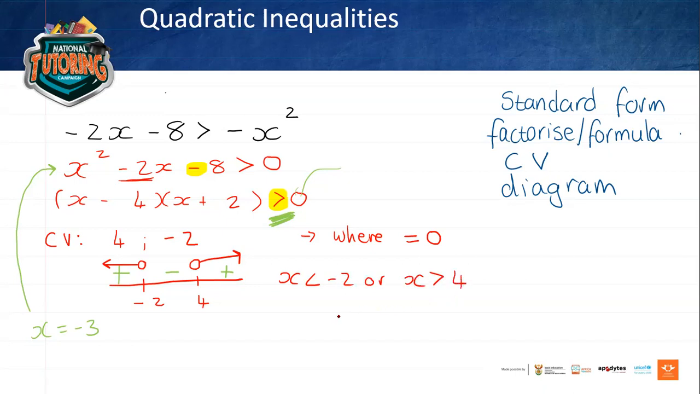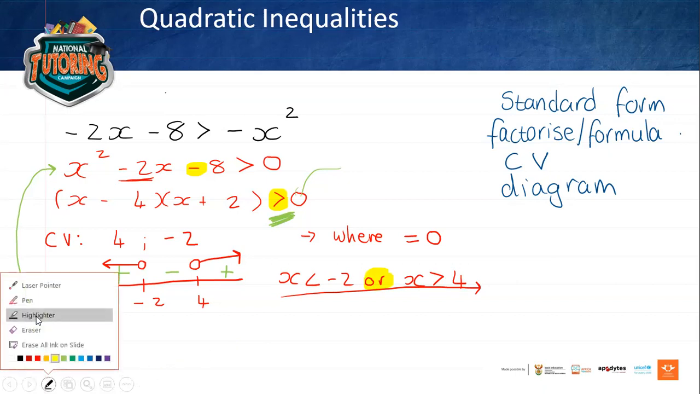Or they could ask you to represent it on a number line, which is what I've done on the left as part of my working anyhow. You can also use interval notation if you prefer to express this answer. It is also really important that you use the word or. It seems a bit silly, but x cannot be less than -2 and greater than 4 at the same time. So we use the word or.